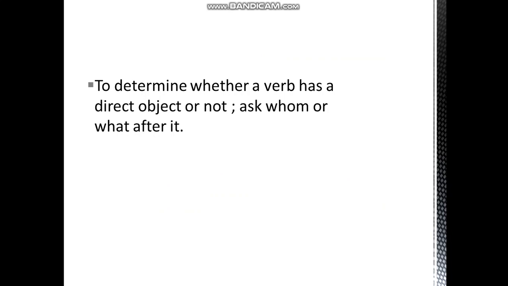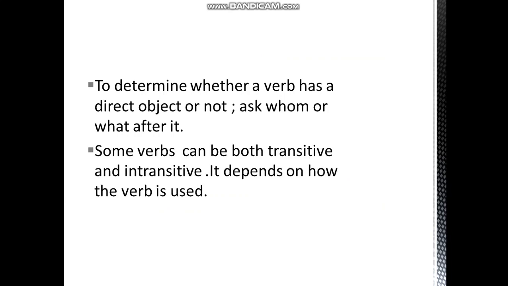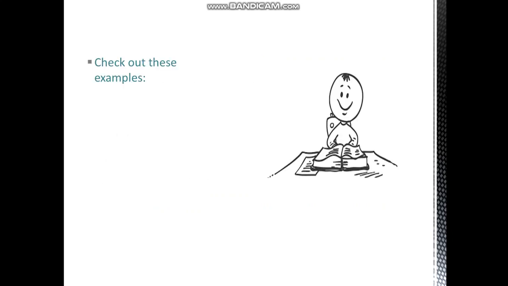To determine whether a verb has a direct object or not, ask whom or what after it. Some verbs can be both transitive and intransitive. It depends on how the verb is used. Now let's check out these examples.